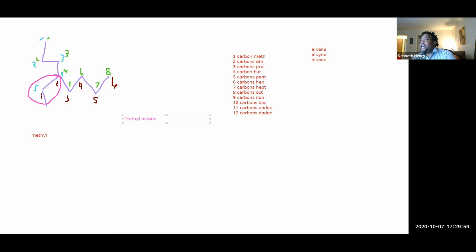Now, somebody asked me, how did I get the ethyl? Or how did I get the 4? Because if I count my carbons, 1, 2, 3, 4, it's coming off the 4th carbon. So you're telling me the location where that ethyl is at.